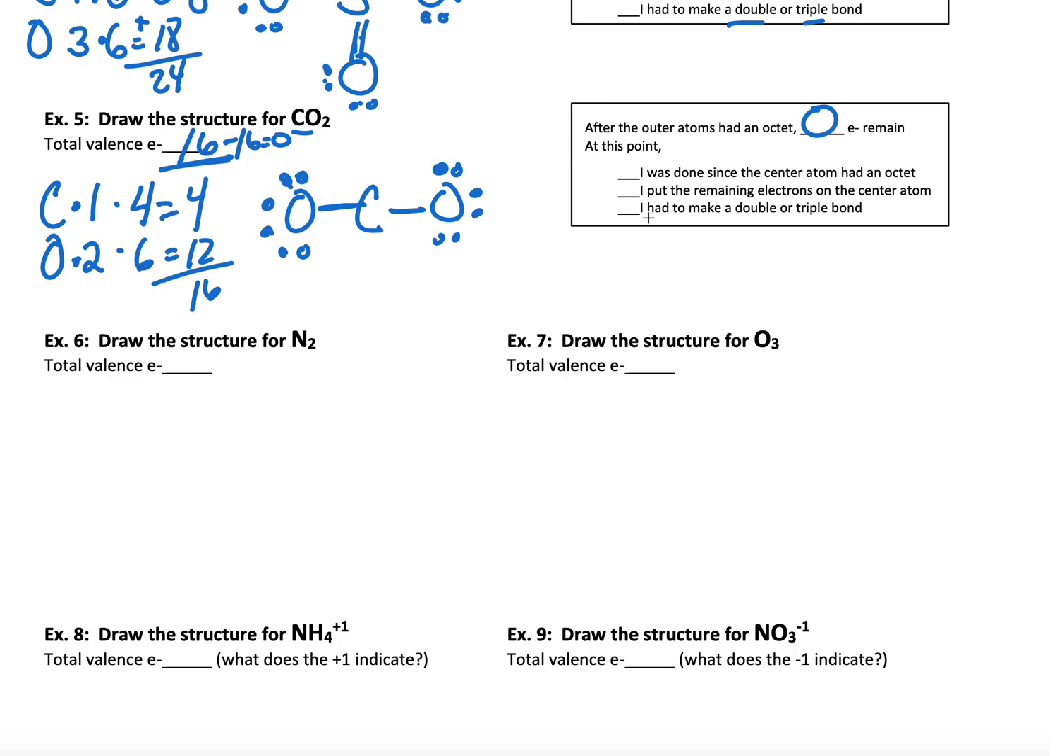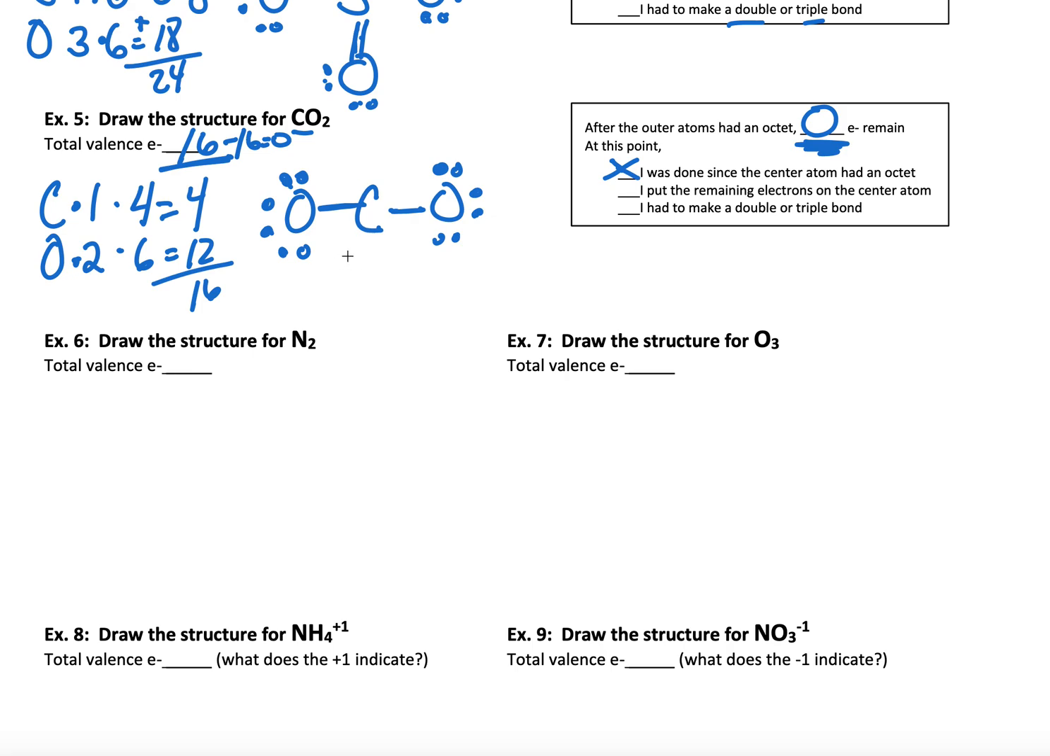The first thing says, I was done since the center atom had an octet. No, you're not done. The center C does not have an octet. It has 2, 4. It doesn't have 8. So that's false. The next line says, I put the remaining electrons on the center atom. We don't have remaining electrons. You don't have electrons to put on the center atom.